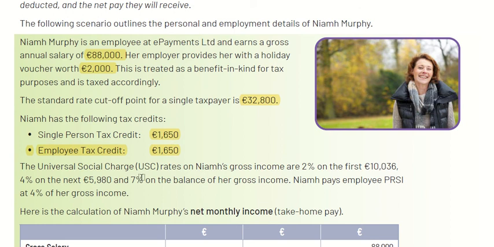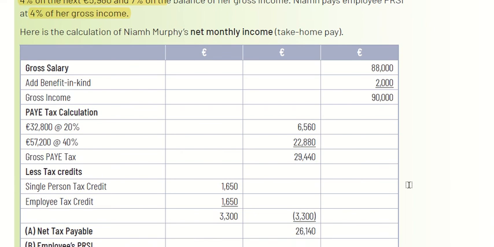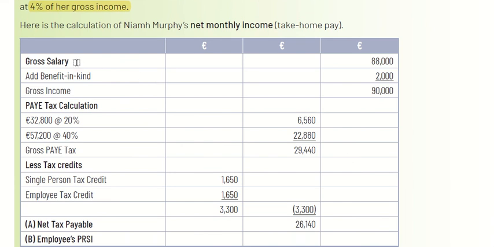So there's a couple of things going on here. Her universal social charge is asked about here as well. We know that we have to do the 3 different rates, and the PRSI is just straight 4%. Let's have a look at a full payslip here in total. The gross salary, as we saw, was 88,000, but because she gets a benefit in kind, that will be added on. So her gross income is 90,000. Everything would be calculated based on that.